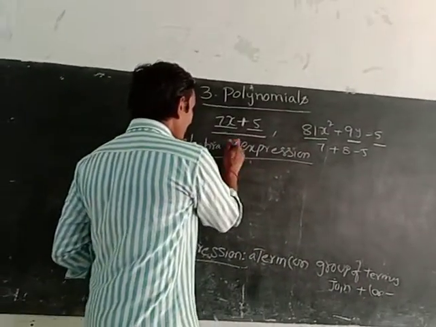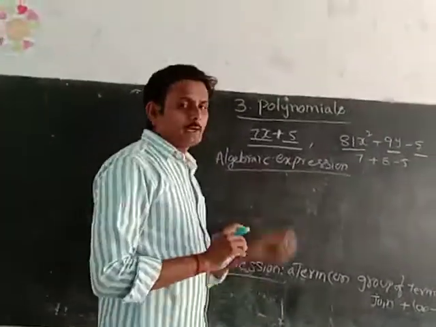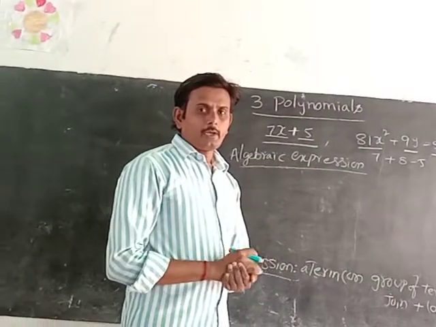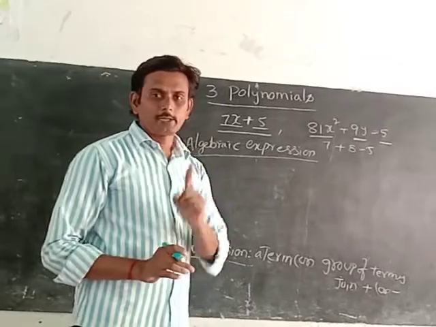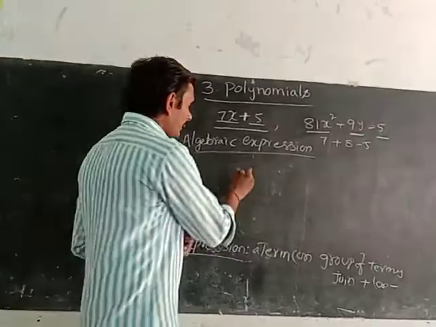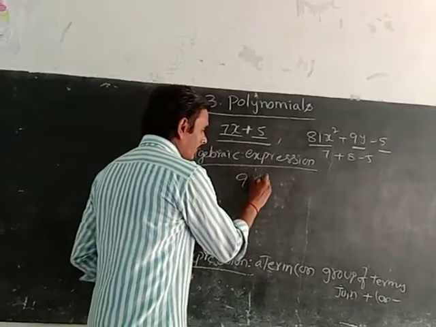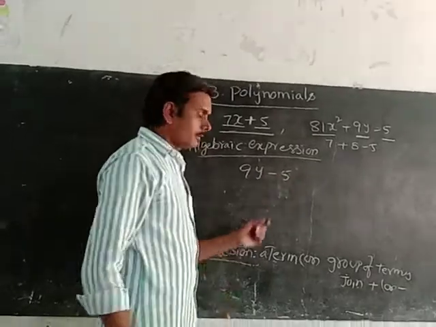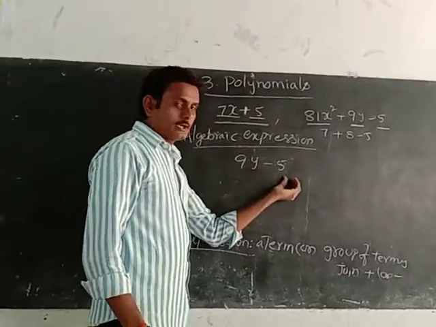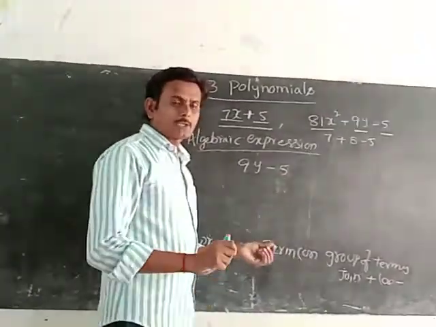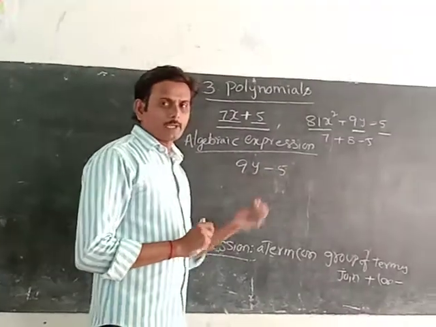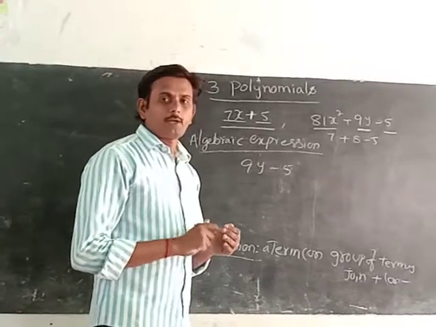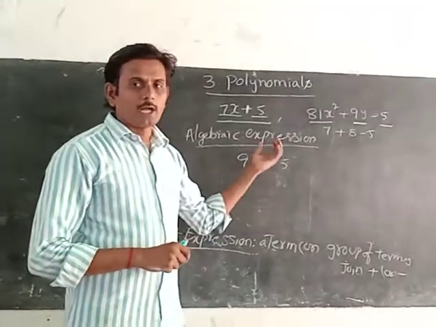Algebraic expression. What is meant by algebraic expression? An expression having at least one variable. For example, I take here 9y minus 5. I have taken two terms here. In these two terms, compulsorily one term should have a variable. Then that is called the algebraic expression. An expression having at least one variable is called the algebraic expression.